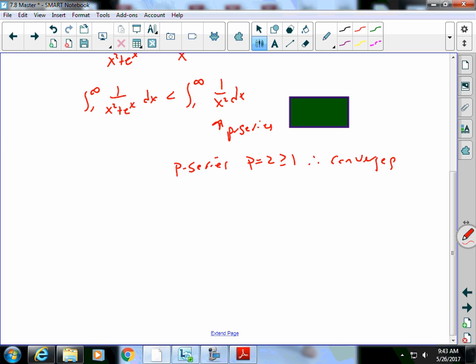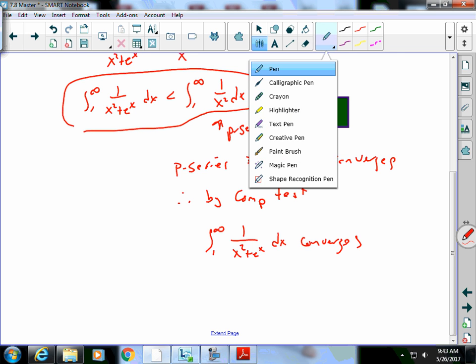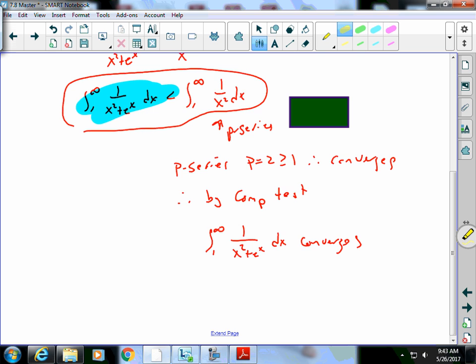And if that converges, then the smaller one has to converge by the comparison test. Therefore, by the comparison test, the integral from 1 through infinity of 1 over x squared plus e to the x dx converges. And I'm allowed to do that because here's where I've established that this function is smaller than that function. And if the larger function converges, the smaller function must converge. If the smaller function diverges, then the larger function must diverge.